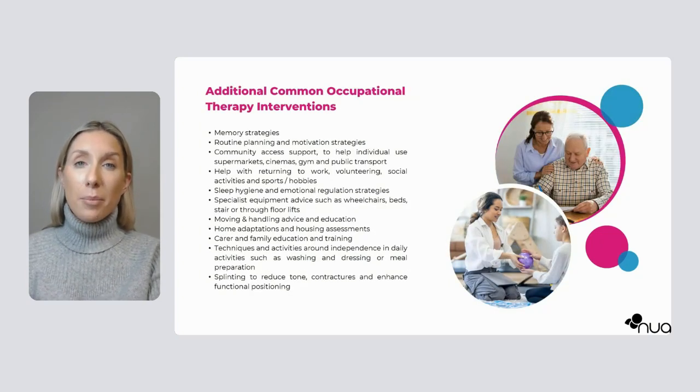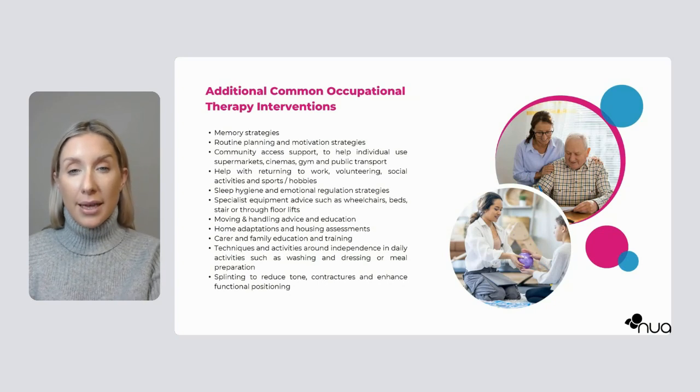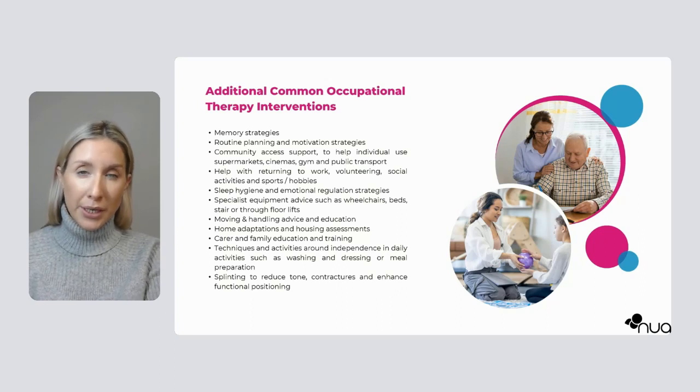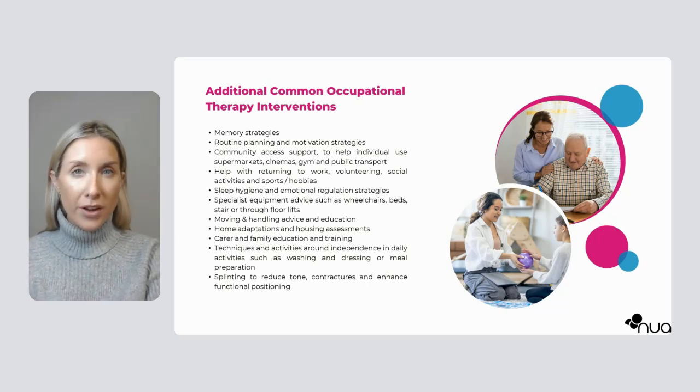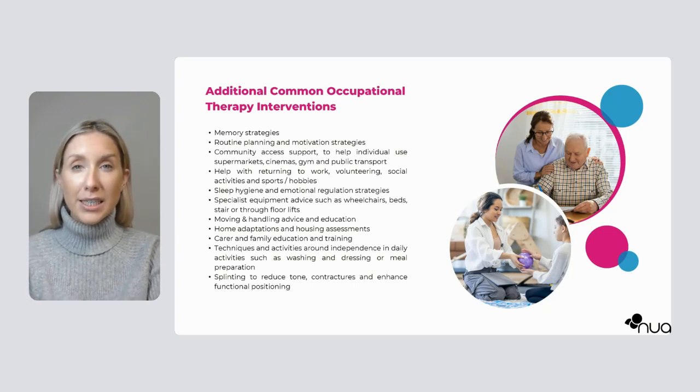Here are some additional common occupational therapy intervention examples. So, occupational therapists quite often might advise on memory strategies for individuals who experience short and long term memory challenges or difficulties. Occupational therapists might also advise on routine planning and motivation strategies, particularly as people who experience an ABI quite often present with low motivation and difficulty engaging in activities of interest.